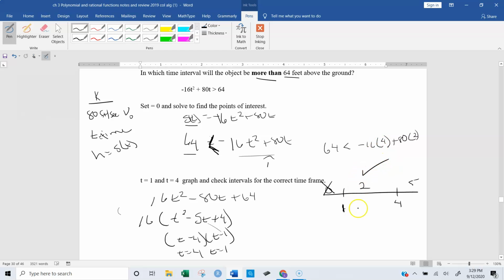Let's plug in 5. So now 64 less than negative 16 times 5 squared plus 80 times 5. Plug this in. And 64 is less than this is false again. So now it is between 1 and 4 that this is true.